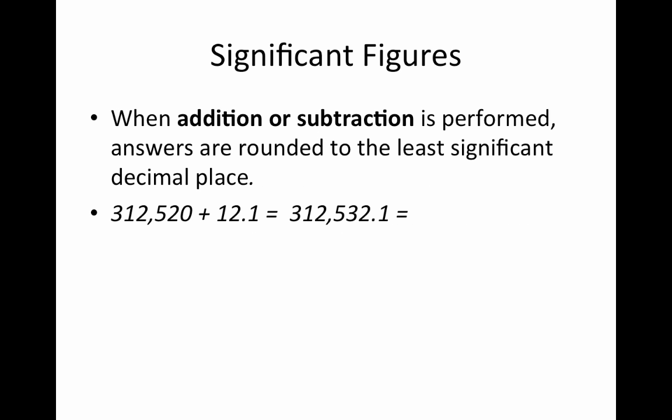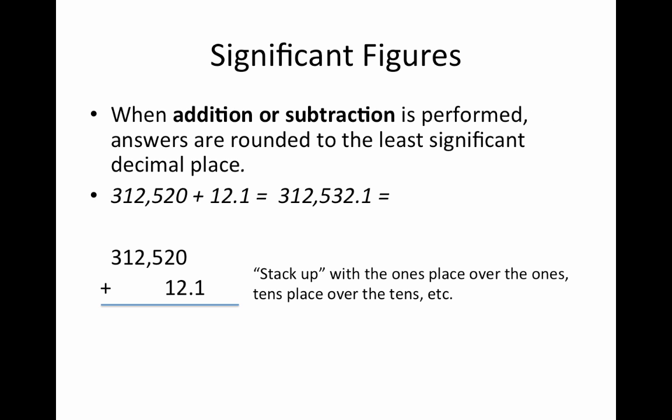Here we have an addition problem. It's shown where all of the digits that are spit out from the calculator are shown. But how would we determine the number of significant figures? The rule for addition or subtraction is that the answers are rounded to the least significant decimal place. What does this mean in practical terms? With addition or subtraction, it's always a good idea to stack the numbers one on top of the other. Stack them up so the places match up. The ones place over the ones place, the tens over the tens, etc.